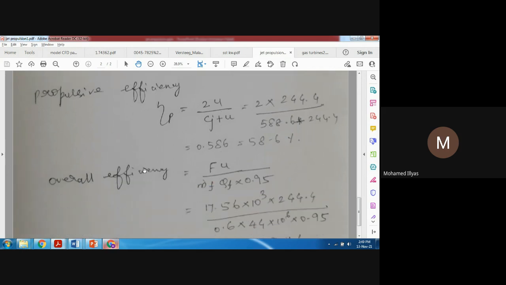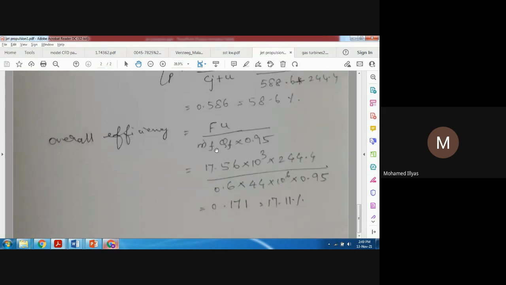Coming to the overall efficiency, it is propulsive power by power input through the fuel. Your propulsive power is F into U, correct? So F is thrust produced, we calculated 17.56 into 10 power 3, flight speed 244.4. We know the mass flow rate of the fuel and calorific value into combustion efficiency. So we get our overall efficiency as 17%.